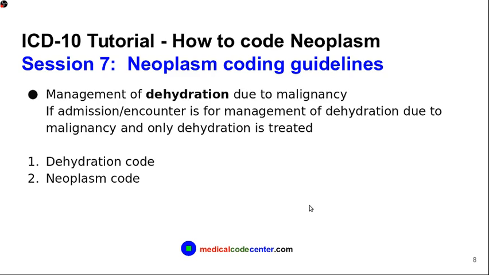Now another neoplasm coding guideline, for the management of dehydration due to malignancy. If the admission or encounter is for management of dehydration due to malignancy, and only dehydration is treated, in this case the principal code is the dehydration code, and then the neoplasm code will be the second code. So this is normal. The reason for the visit is usually the principal code.